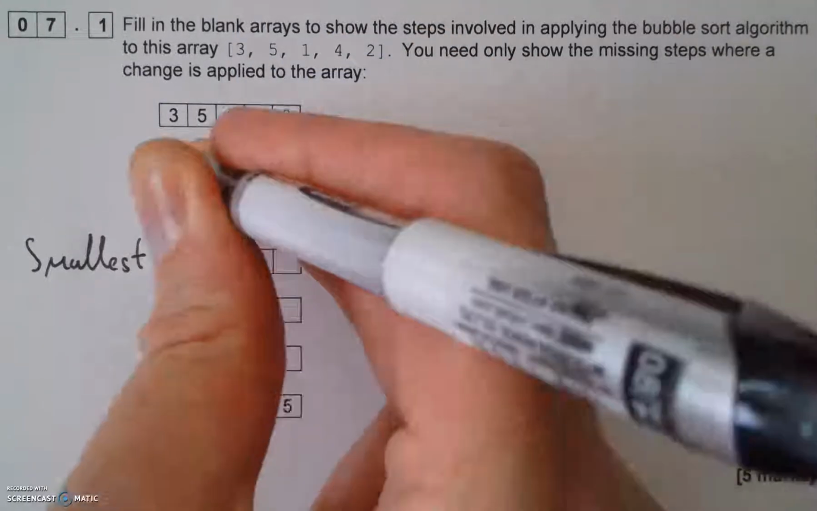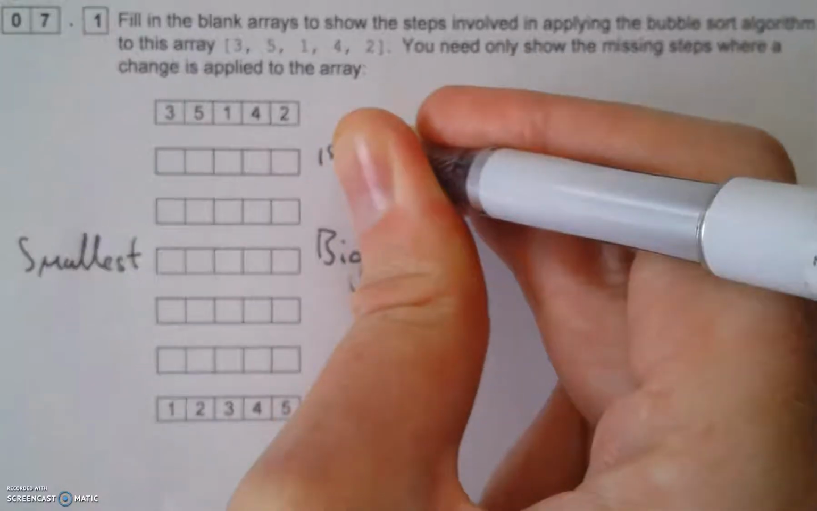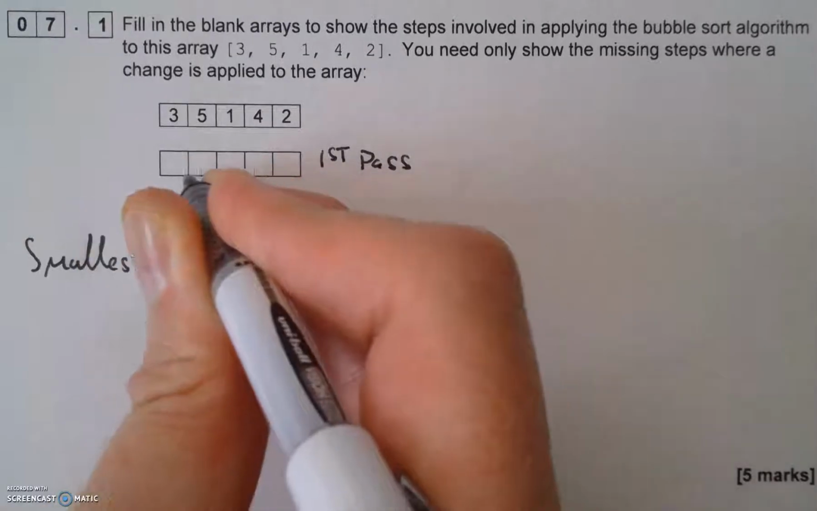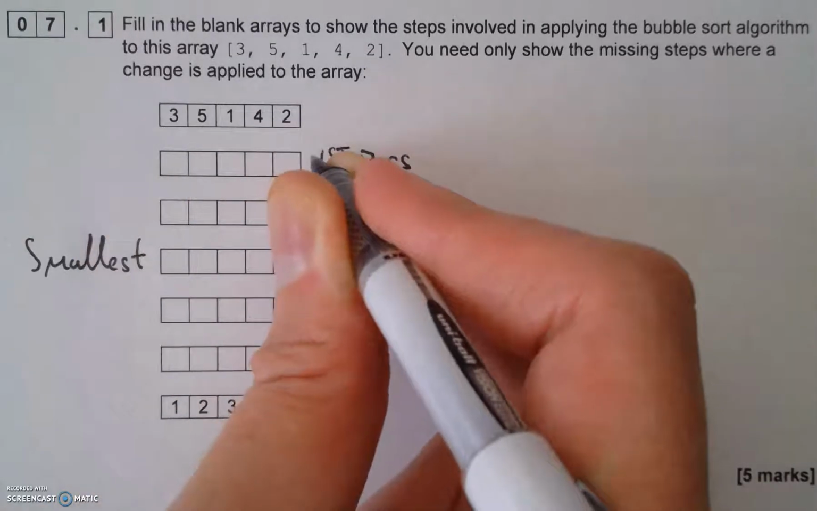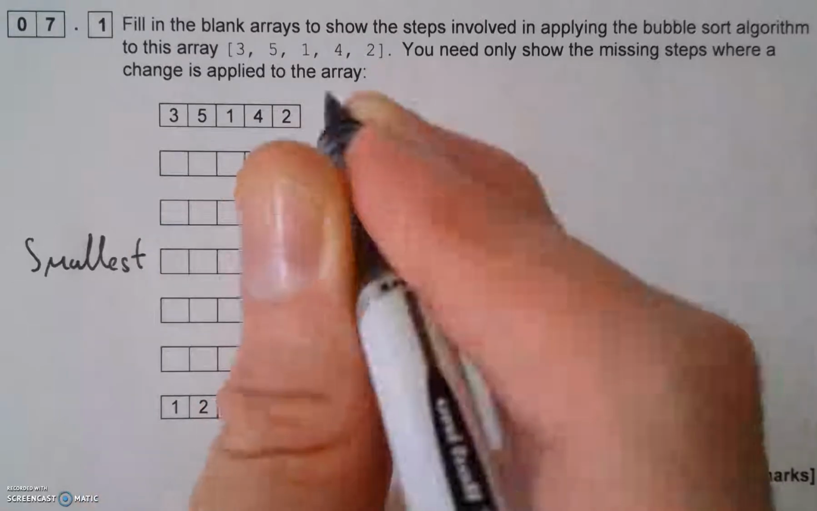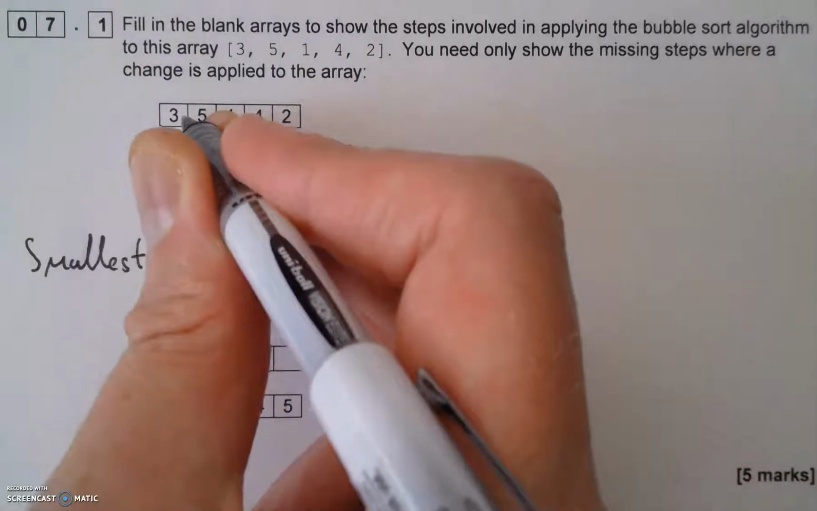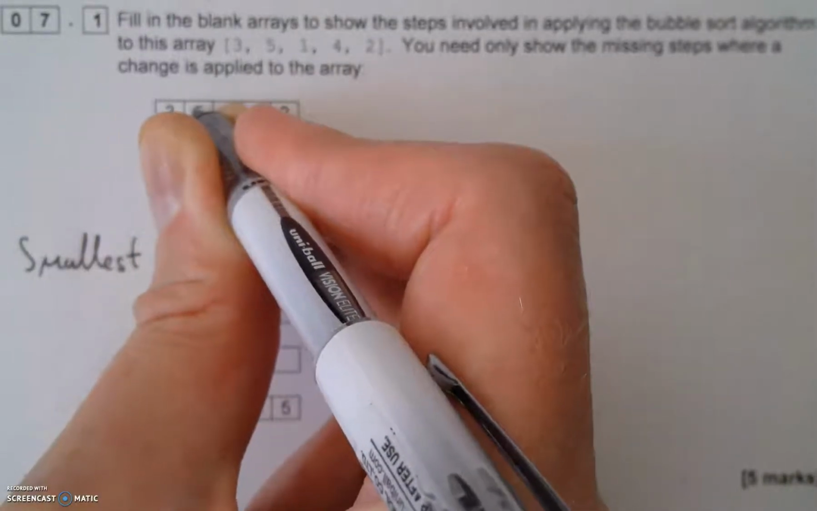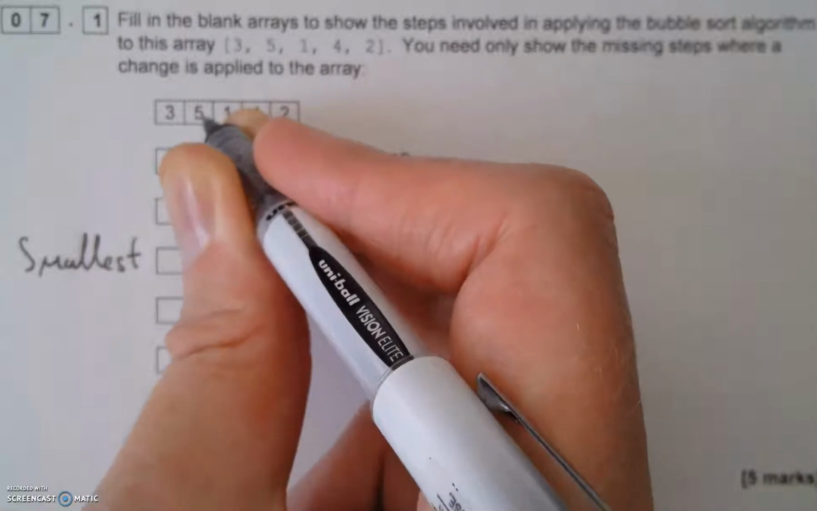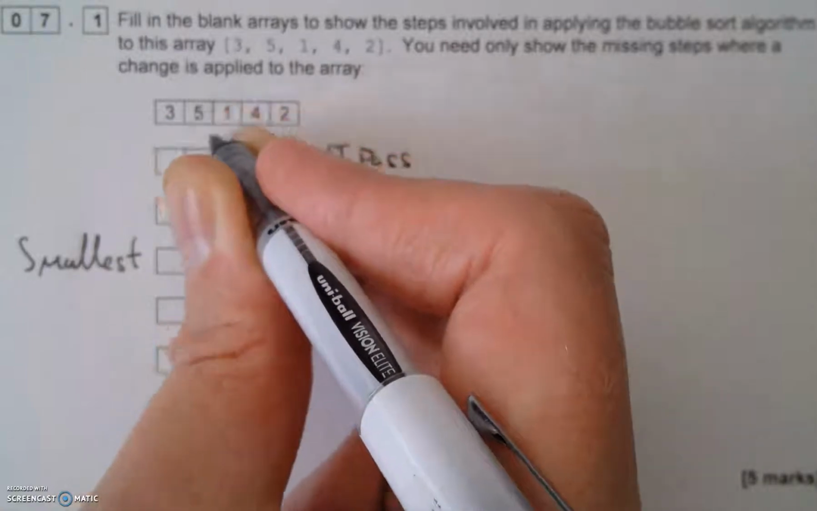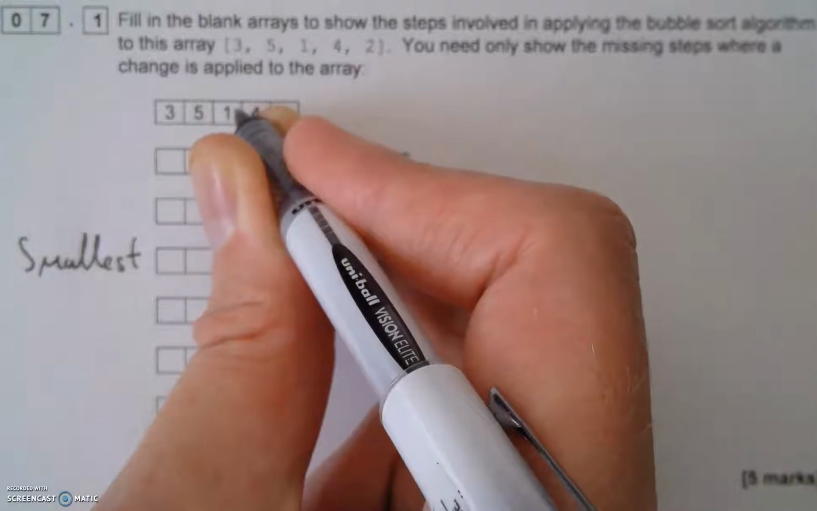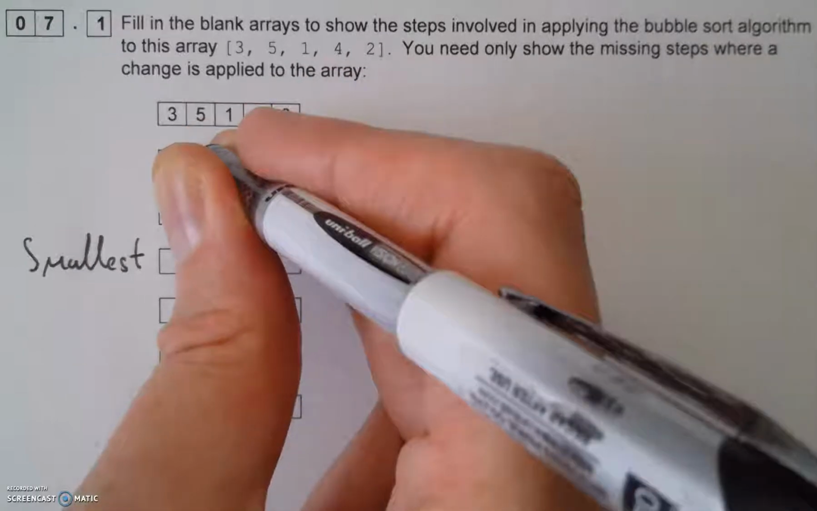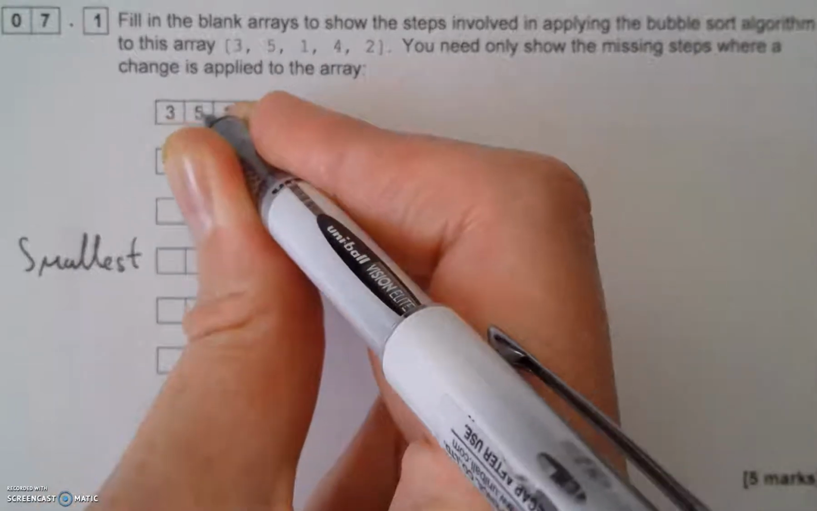So what I'm going to do is look at something called my first pass. Each time I do a sort, I make a pass, I pass through the numbers. So my first pass here. I look at these two first numbers and they're in the correct order, so no swap will happen at the moment. But I'm going to look at this 5 and compare it with the 1 there. So I'm going to write 3 there because that isn't going to move.